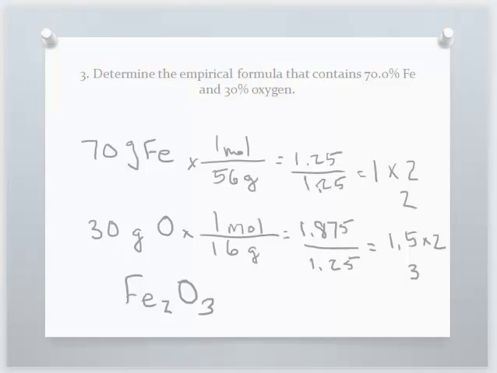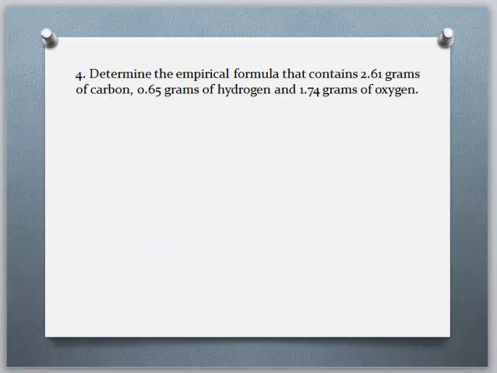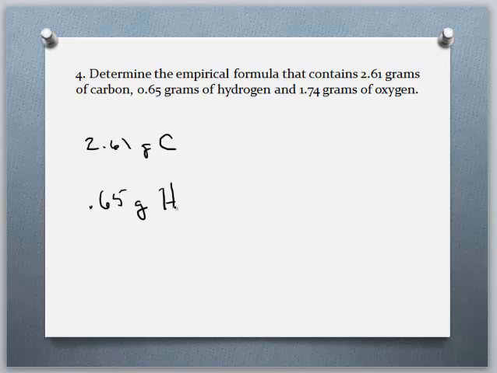Okay, let's just do one last problem. If we have our values in grams, then we don't need to start with percentages. We would simply start with grams. 2.61 grams of carbon, 0.65 grams of hydrogen, again, not the diatomic form, simply hydrogen, the singular form, and 1.74 grams of oxygen. So now we've got a compound with 3 elements, and it's the same process.